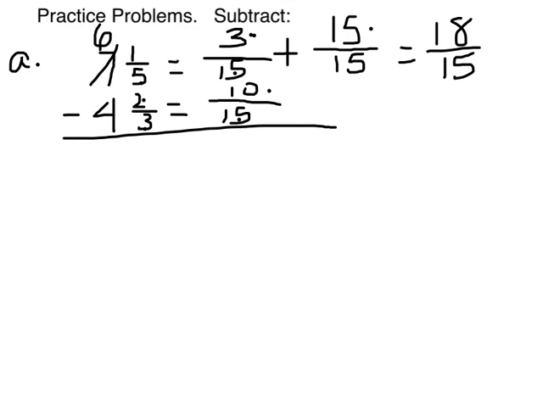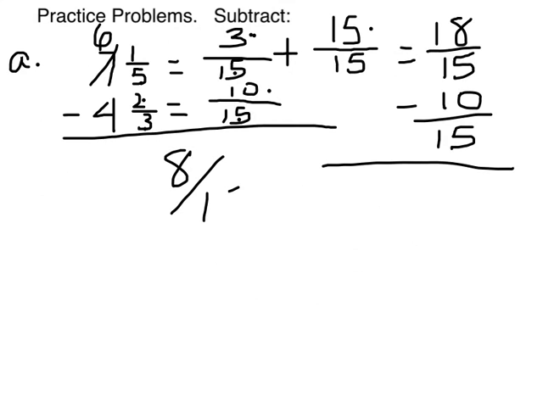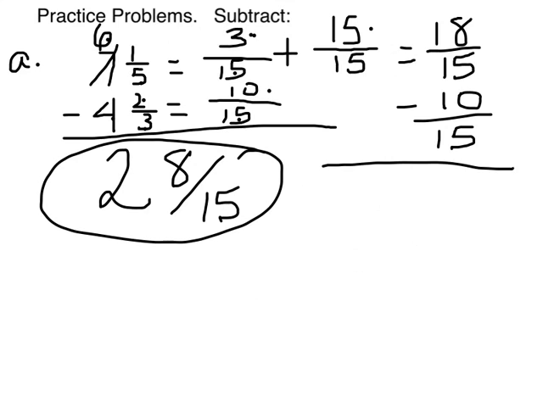18/15, which gives me a number that I can subtract 10/15 from, and that's going to give me 18 minus 10 is 8/15, and then come back over here to my whole numbers. 6 minus 4 is 2. So 2 and 8/15, and that would be the work I would want to see on your paper. Alright, go to the next one.